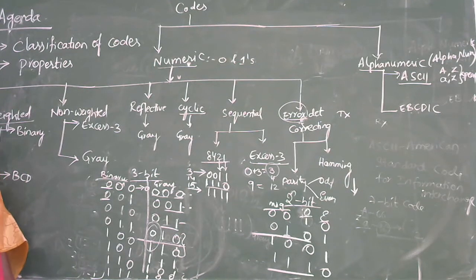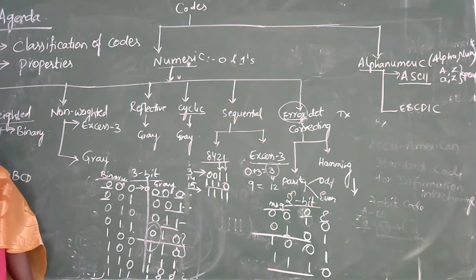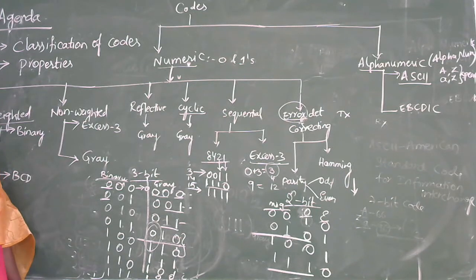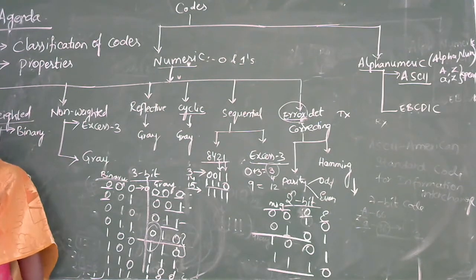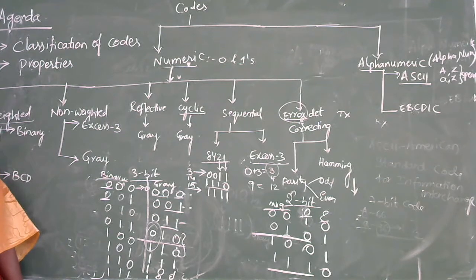Here, properties are nothing but how we can say that a particular code is either a reflective code or a cyclic code. I'll give you a brief overview of this. Basically, codes are classified in two different ways: one is numeric code and the other is alphanumeric. In a numeric code, I use only zeros and ones, whereas in alphanumeric codes, along with zeros and ones, I have other digits, that is alphabets followed by numerical numbers.